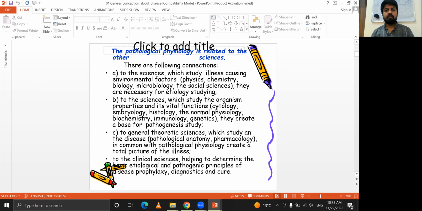Pathological physiology is related to other sciences: the sciences which study illness-causing environmental factors, like chemistry, biology, microbiology, etc.; the sciences which study the organism's properties and vital functions, like cytology, embryology, histology, anatomy, normal physiology, biochemistry, immunology; and the general theoretical sciences which study the disease, pathological anatomy and pharmacology, which, in common with pathological physiology, create a total picture of illness.